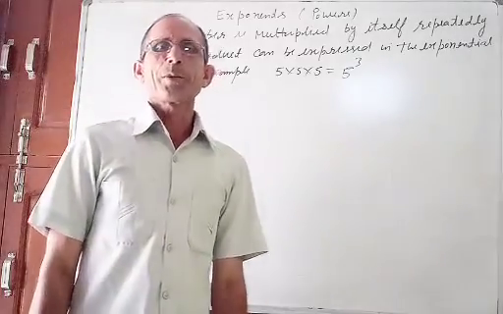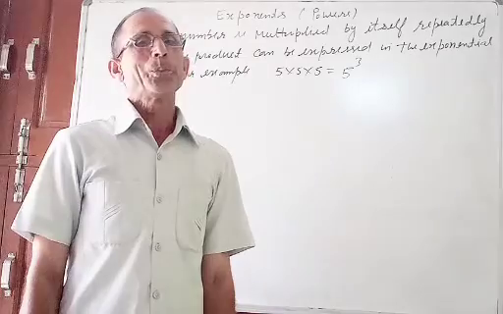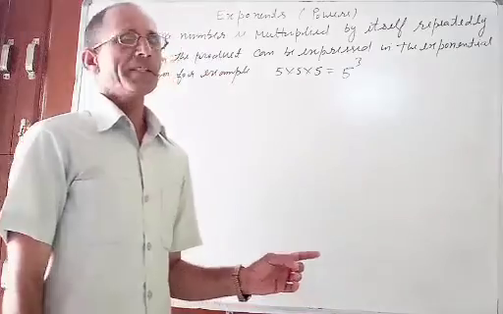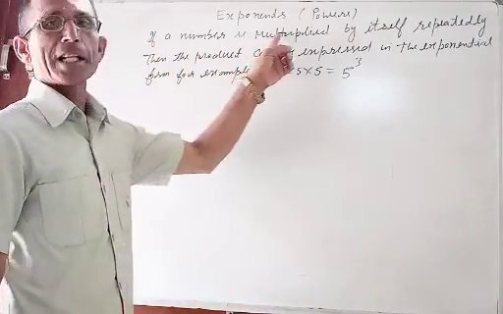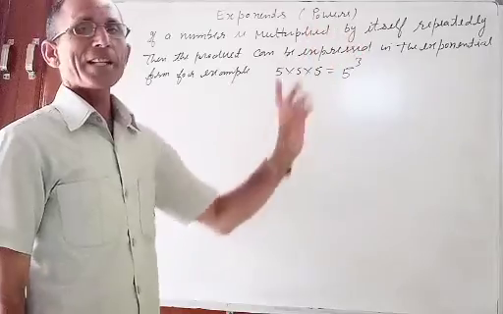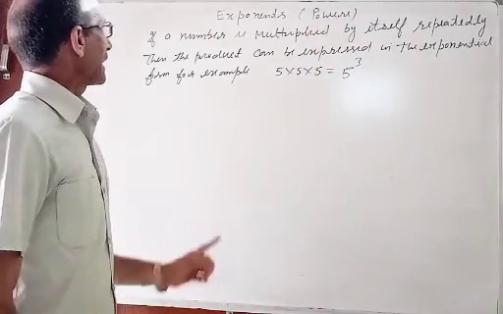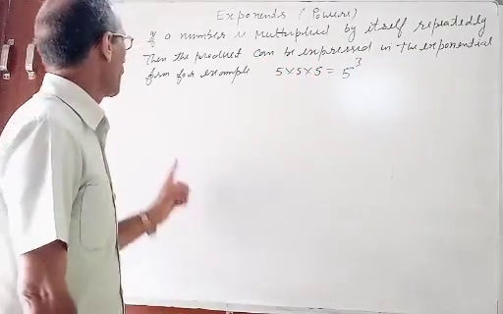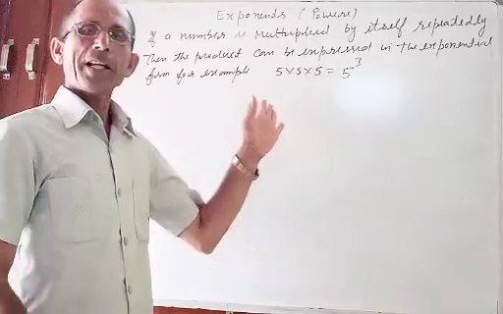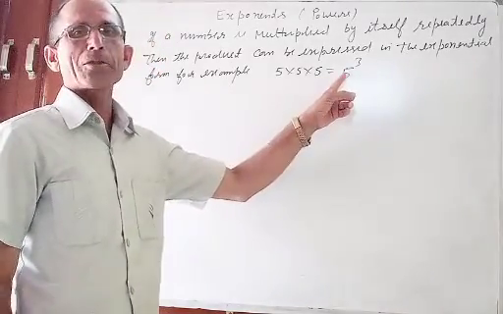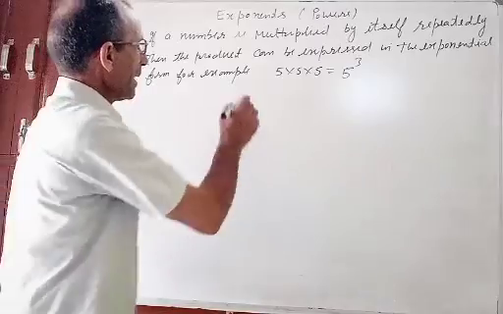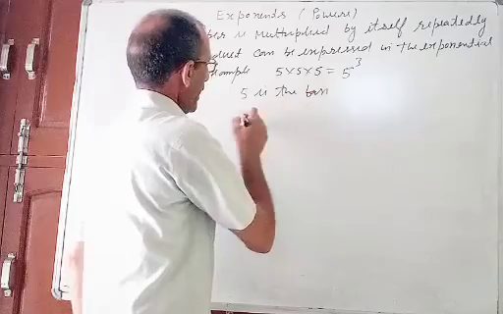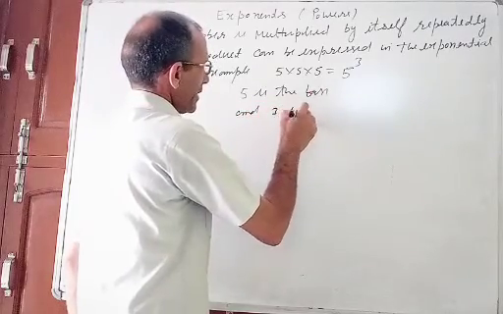Yes, students. So today we are starting chapter number 2, exponents. It means powers. So what is exponents? Definition of an exponent: if a number is multiplied by itself repeatedly, the product can be expressed in the exponential form. For example, if 5 is multiplied 3 times, so 5 is to the power 3. So 5 is the base and 3 is the power.